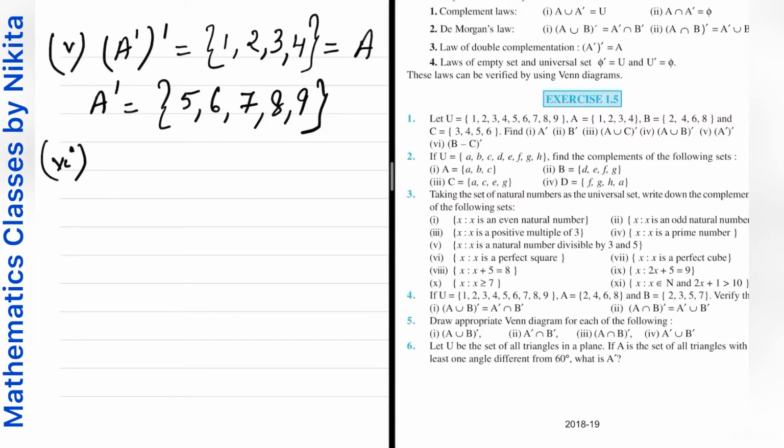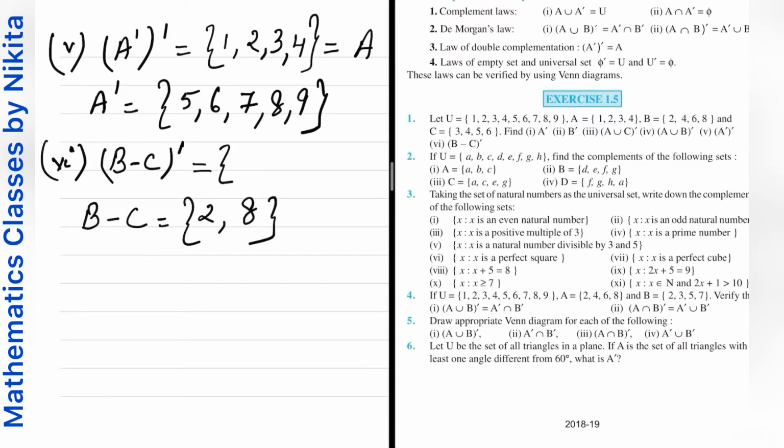Next part is you have to find (B minus C) complement. So first let us find what is B minus C. Now by definition B minus C is the set of all those elements coming from B which are not there in C. So first you have to take each and every element of B. So 2. Is 2 there in C? No. So I will write 2. Then 4 is there. 6 is there. 8 is not there. So this is B minus C. Now take the complement of this set B minus C with respect to U, universal set. So therefore I will have 1 3 4 5 6 7 and 9. Okay.